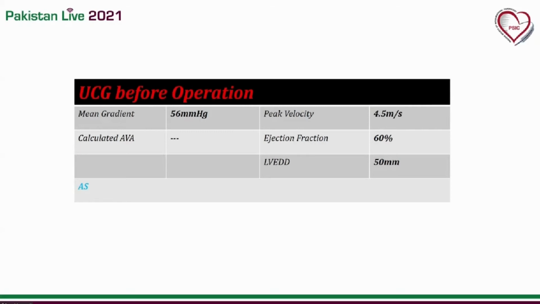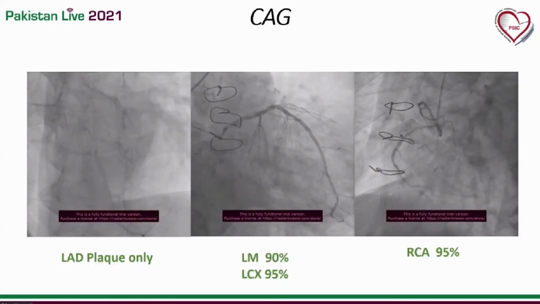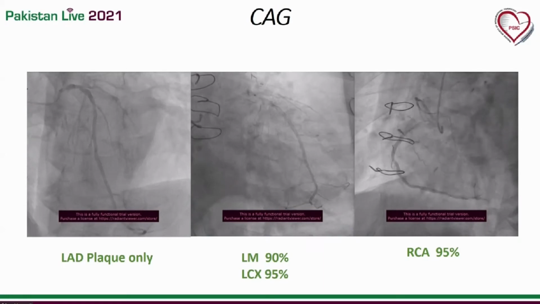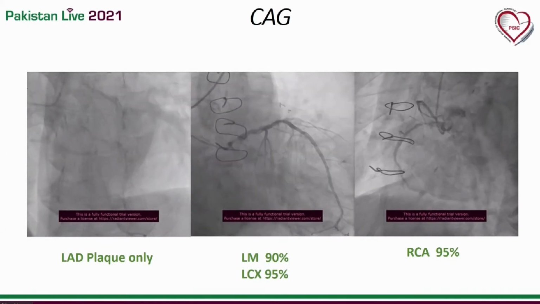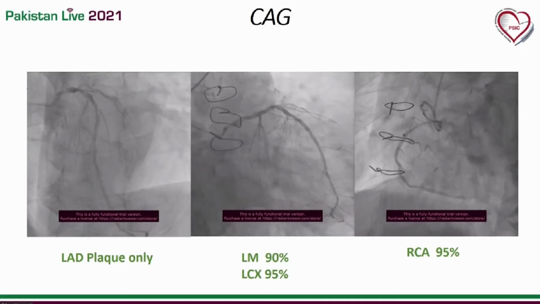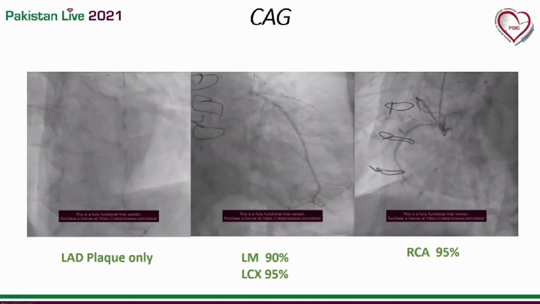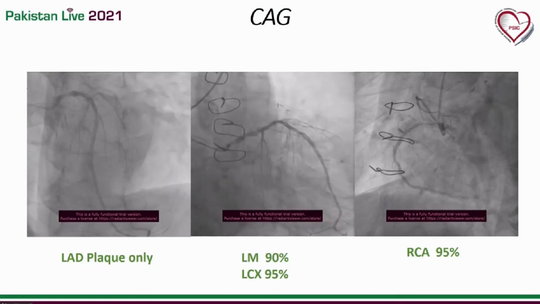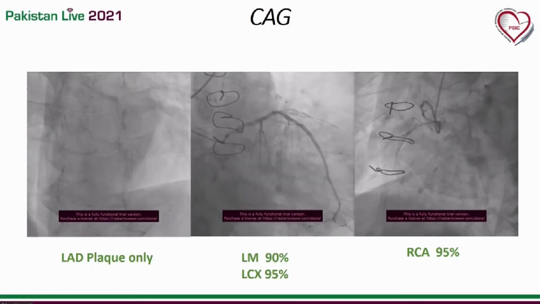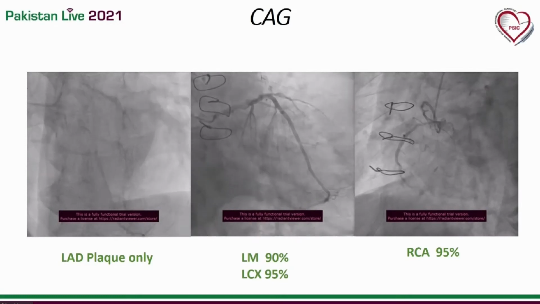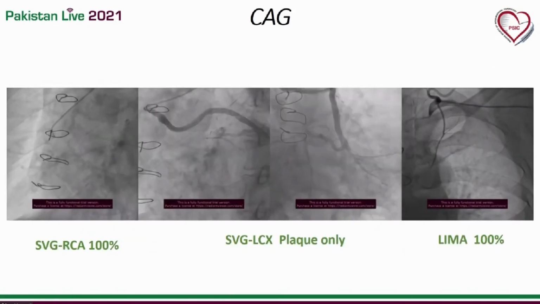The UCG showed that the mean gradient across the aortic valve is 56 millimeters of mercury. The peak velocity is 4.5 meters per second. The ejection fraction is preserved at 60%, and the left ventricular end-diastolic diameter is 50. The CAG a few days ago showed that the left main, circumflex and right coronary artery are also very severely stenotic. Also, we can see the calcified valve and coronary artery.